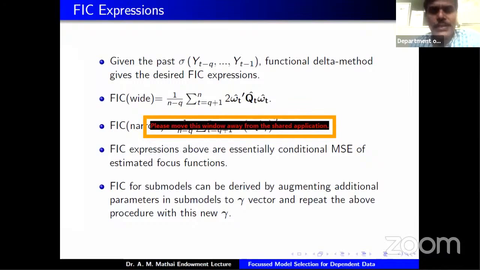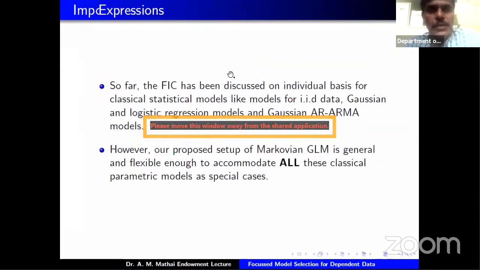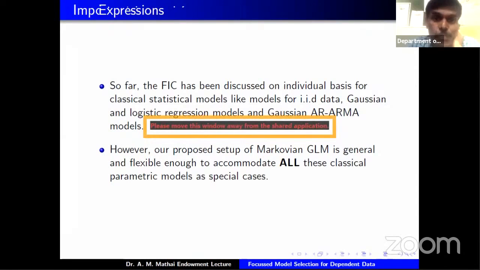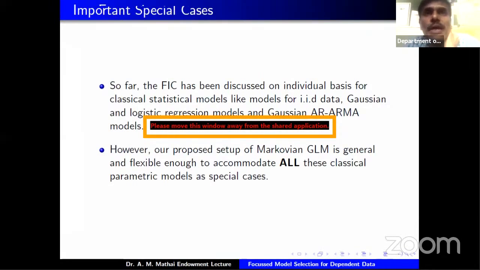Now, FIC submodels can be derived by augmenting the additional parameters into submodels to the gamma vector and repeating the above procedure with the new gamma. Until this work, mostly the FIC has been discussed on an individual basis for classical statistical models like IID data, Gaussian, logistic regression models, and Gaussian AR or ARMA. So this is the first time that this has been extended to a GLM setup in the dependent case.